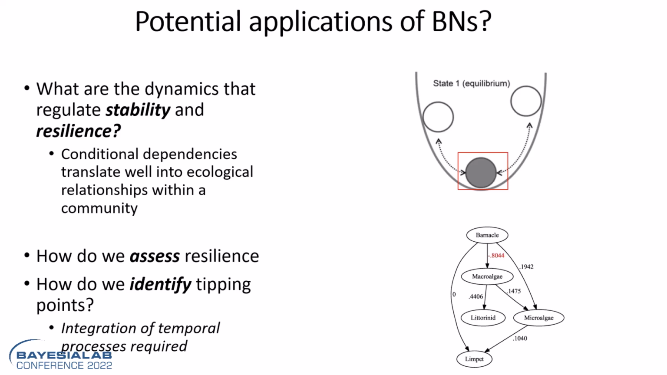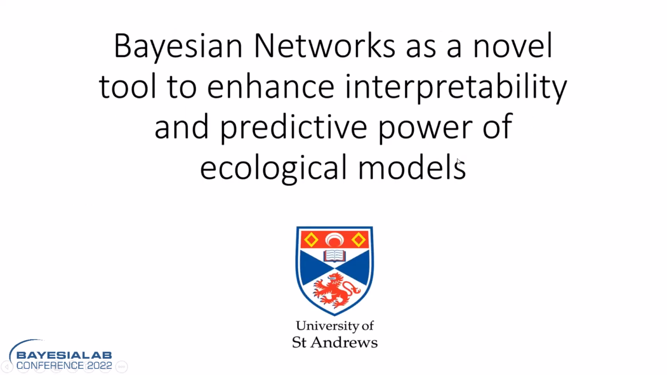So this here is going to form the premise of the talk. I'm going to start off by talking about static Bayesian networks and how they can fit in revealing the stability and resilience dynamics and the things that regulate it. And then I'll move on to talk about dynamic Bayesian networks and how they can fit in everything here. So this is the first case study. Bayesian networks as a novel tool to enhance the interpretability and predictive power of ecological models.